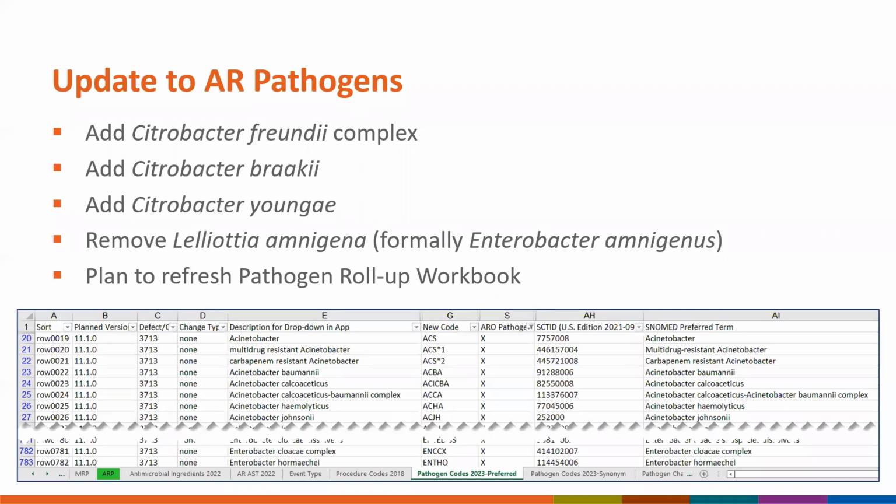For updates to the AR pathogens, this will refer to the pathogen codes preferred tab in the IDM. We plan to add Citrobacter freundii complex, Citrobacter braakii, and Citrobacter youngae. We plan to remove Leclercia adecarboxylata, which was formerly Enterobacter adecarboxylatus. And then we also plan to refresh the pathogen roll-up workbook.